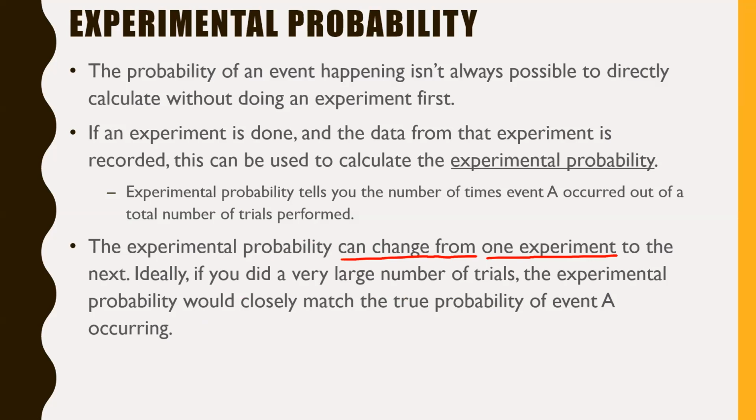And that's okay. Now, ideally, if you did a very large number of trials, so in other words, if you kept pulling socks out of a drawer and then putting them back and pulling the sock out again, like if you did that 1,000,000 times, your experimental probability would probably closely match the true probability of event A occurring. So in other words, the more trials you do, the more accurate your experimental probability will be, generally speaking.